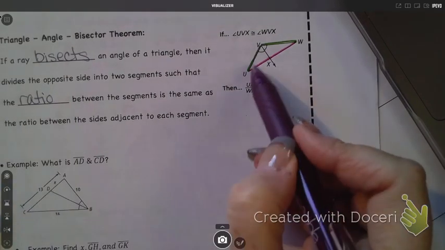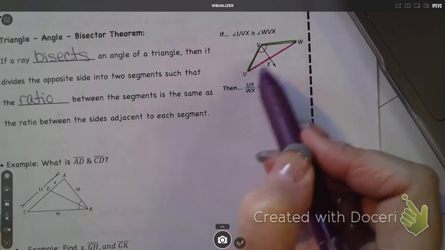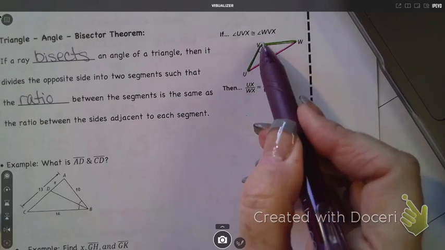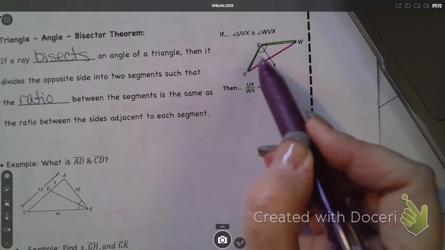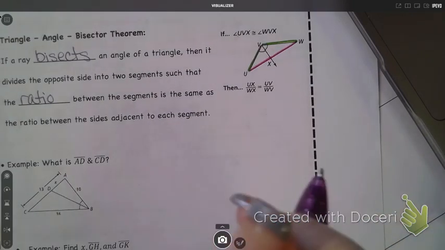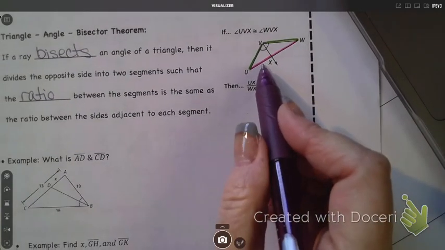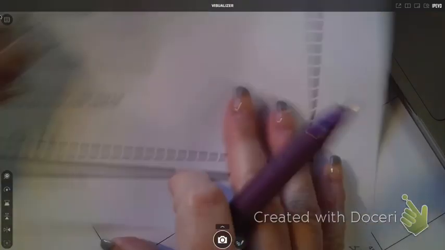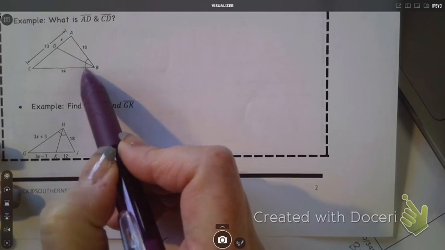See how they're adjacent because they touch? Now, could I write it UX over UV is equal to WX over WV? Yeah. But if this is divided evenly, then I can use this ratio to this ratio and get an answer. Sound good? Okay. Did that explanation do more for you than this one? Yeah. Hopefully.